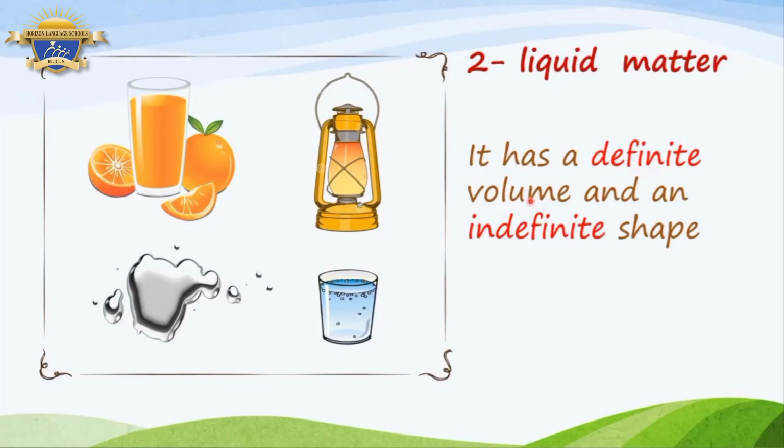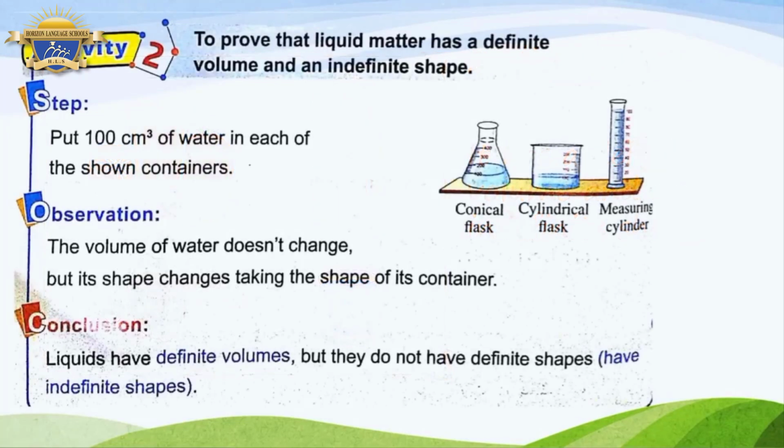Let's do an activity to prove that. Steps: put 100 cubic centimeters of water in each of the showing containers. As you see, there are 3 shapes of containers: conical flask, cylindrical flask, and measuring cylinder, and each one is graduated from 0 to 100. What will you find? That the volume of water doesn't change, but the shape changes and takes the shape of its container.